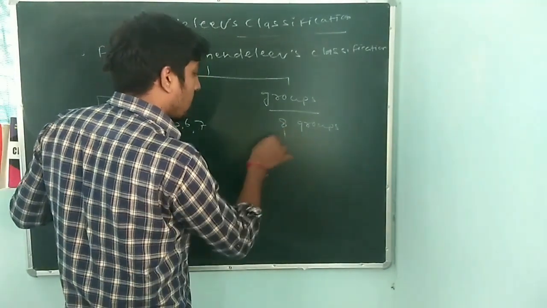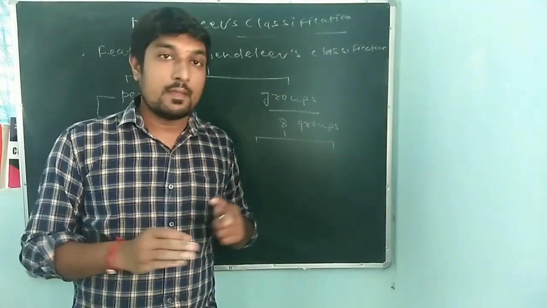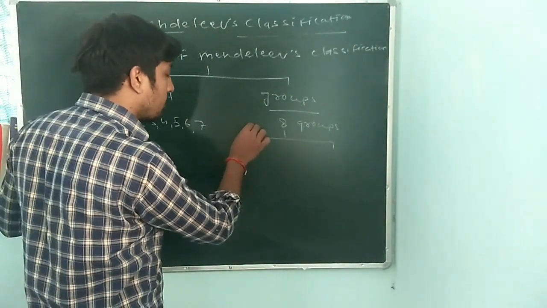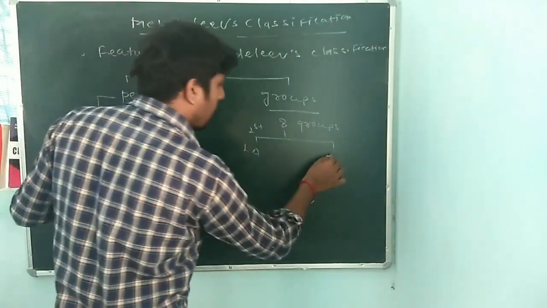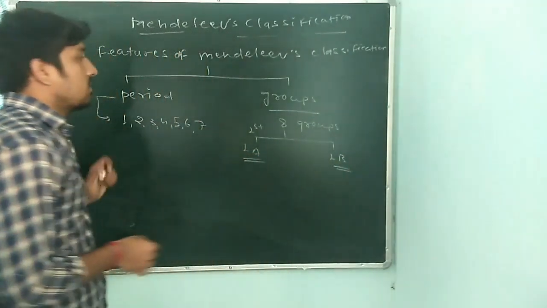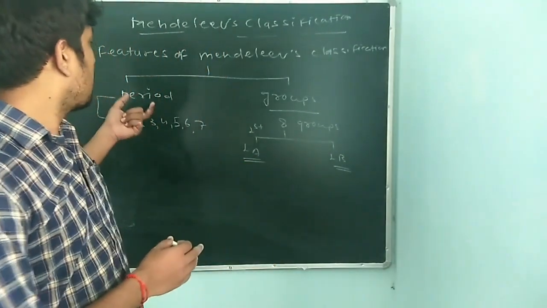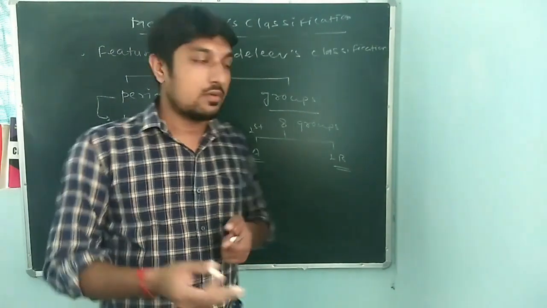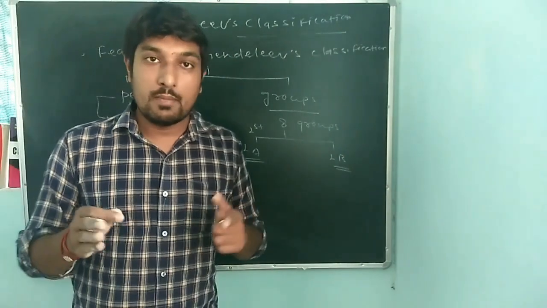Mendeleev also classified each group into 2 subgroups. Just like in the first group there are 2 subgroups, first A and first B. So Mendeleev classified the periodic table by periods and groups, and also classified the groups into 2 subgroups, A and B. This is the features of Mendeleev's classification.